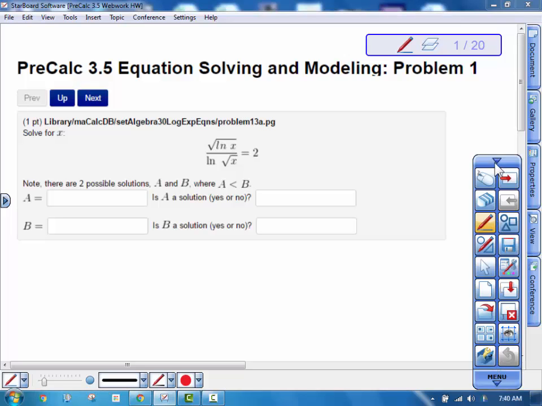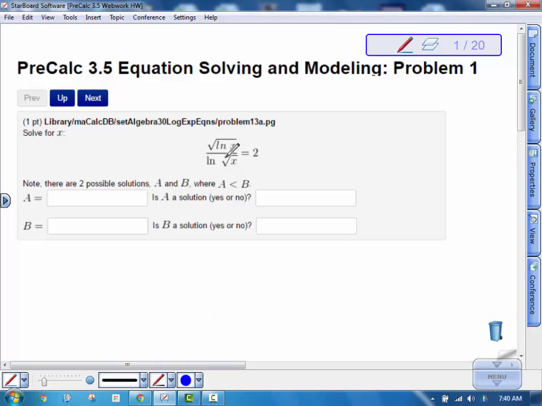Okay, this is 3.5 homework. First problem is a tough one. We have to solve this equation. It says there are two possible solutions, so I would just try some things.